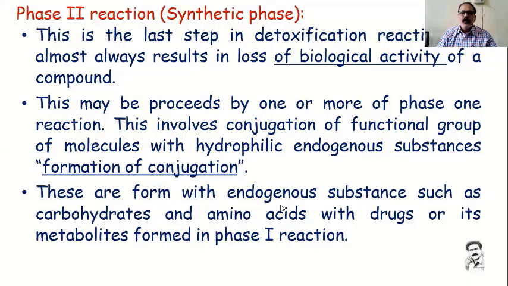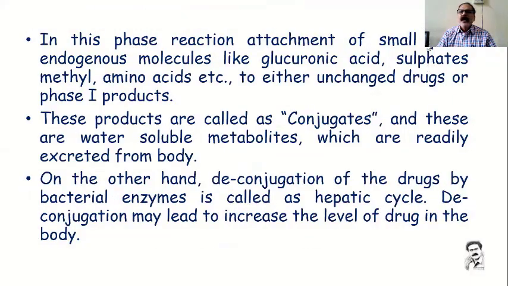And phase 2 will occur only after the phase 1 reaction. One more point: in this phase reaction, attachment of small polar endogenous molecules like glucuronic acid, sulfate, methyl, amino acids will be to either uncharged drugs or phase 1 products. So after completion of phase 1 only, phase 2 will come. In phase 2, such compounds will be attached to the drug. These products are also called conjugates. These are all called conjugates.